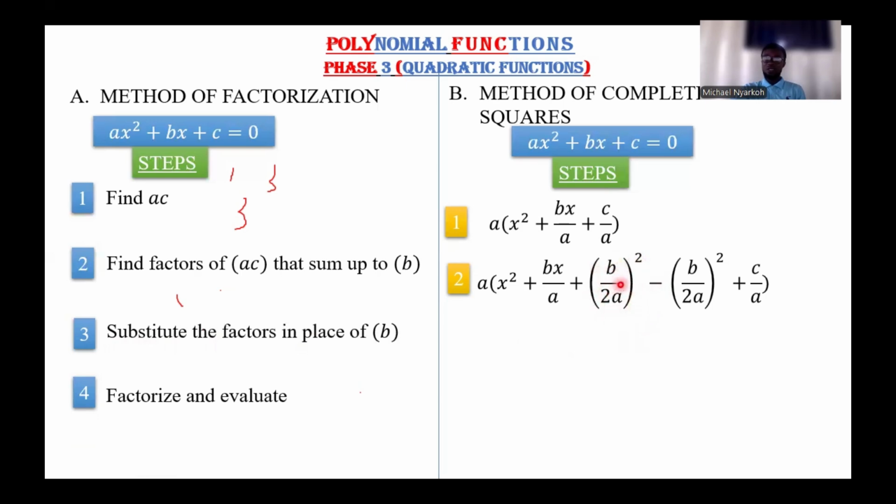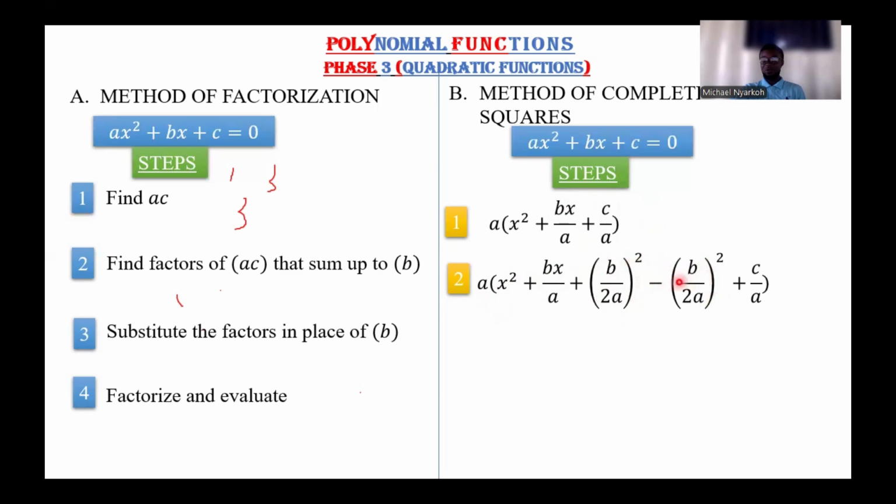Now, when you square it, you make sure you add it to what's in the bracket and subtract it from what's in the bracket, as I have done over here. So we're going to have a in brackets, x squared plus bx over a, as we have here, then plus b over 2a squared. Is that okay? Because we took b over a, we halved it, which gave us b over 2a, and then we squared it. That gives us b over 2a all squared. So we add that and then subtract that.